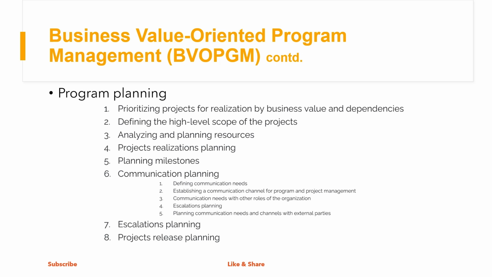Now let's understand what is the prioritization of projects. Like prioritizing projects for realization by business value and how its dependencies are planned. So based on the dependency between projects and their business value, prioritization is the first needed step. Prioritization ensures clarity on the project's importance of implementation and requires planning, investment, and general focus.